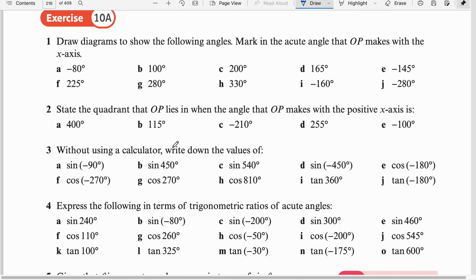Okay. Draw diagrams to show the following angles. Mark in the acute angles that OP makes with the x-axis. So first one, negative 80. We draw it like this, and the acute angle is also 80. For B part, 100. We draw it like this, and the acute angle is 80 degrees. Are you getting it? First we sketch, then we write the acute angle. For D part, 165 appears here, and the acute angle is 15 degrees.